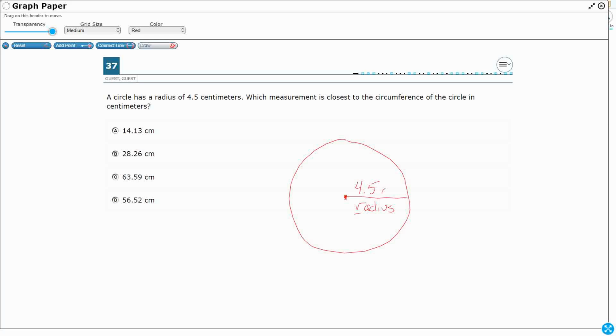Now the thing with the radius is, since it's a perfect circle, if you take that center point, you could take that radius and you could make it go straight up. You can make it go to the side. You can make it go down to the bottom. It's going to be that same distance, that same 4.5, right?